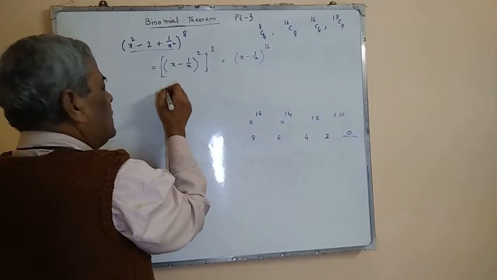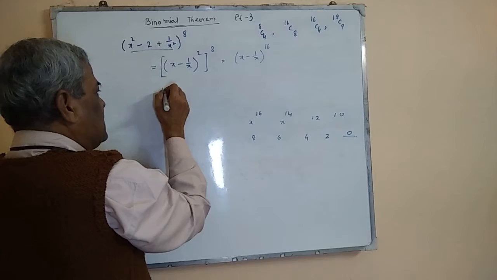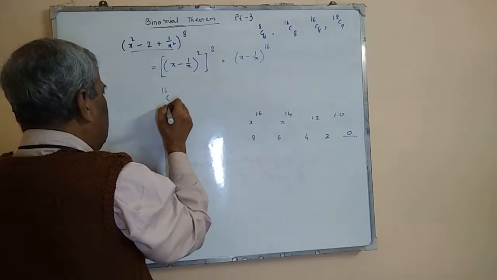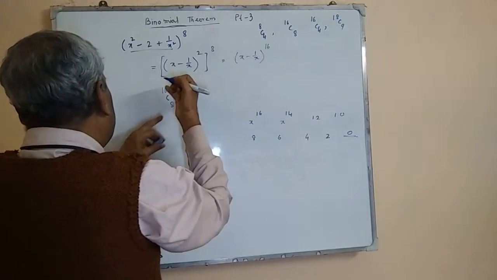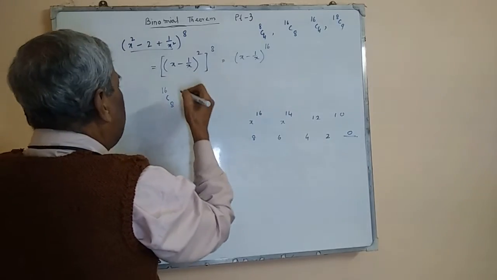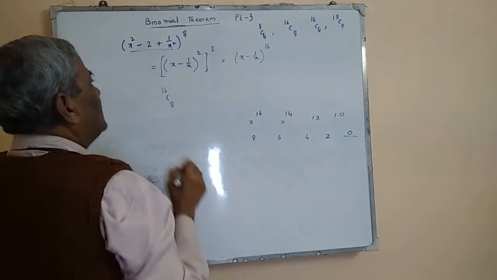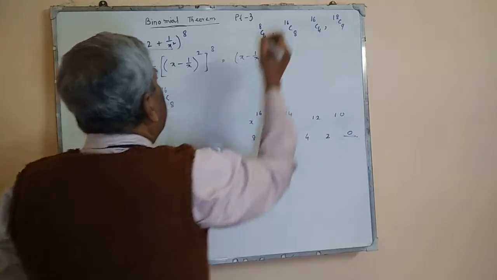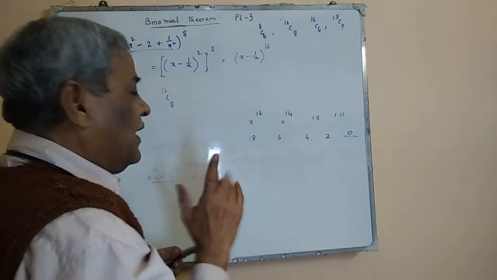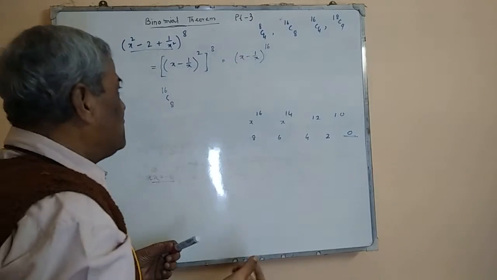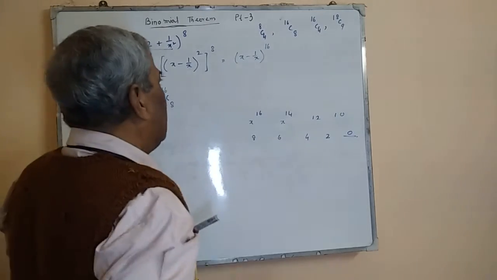That is, the term independent of x is 16c8 into x to the power 8 into minus 1 upon x to the power 8, that is only this. So this is our answer. 16c8 is our correct answer. Acha, there is a straight cut method. I think this will save your time.